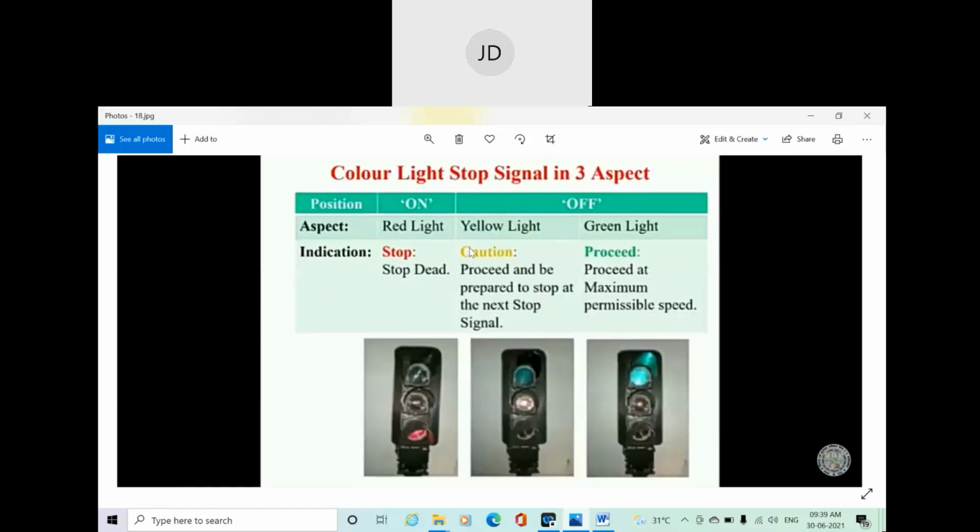And if it is three aspect, one yellow will come in the intermediate. That means between stop and proceed, one color will come. This sequence is maintained here too: red, yellow, green. So these things we have already discussed.